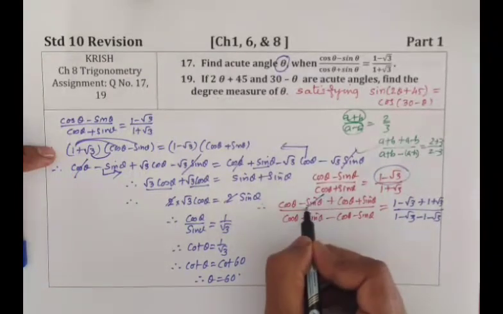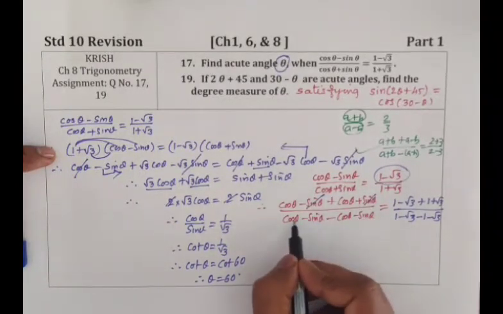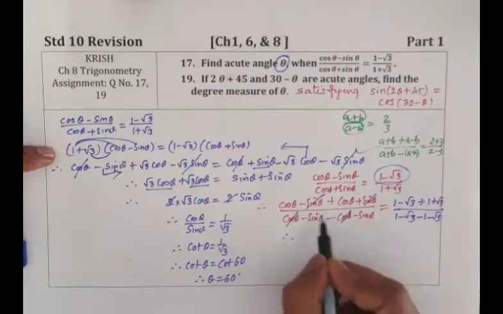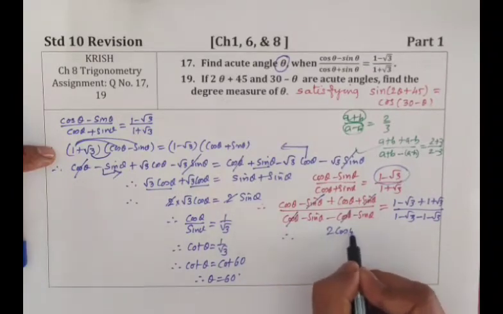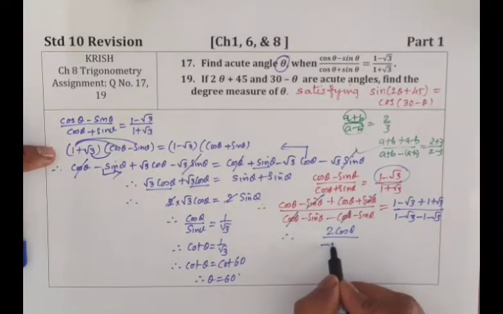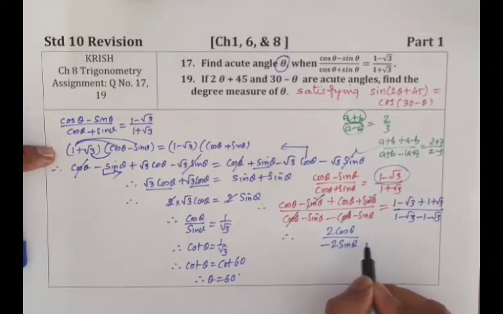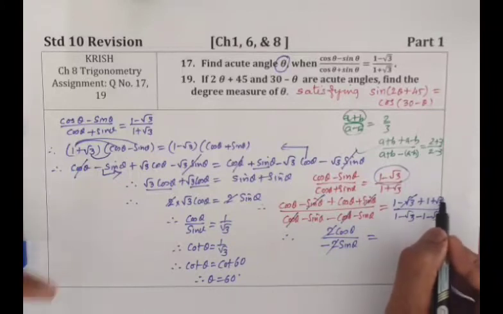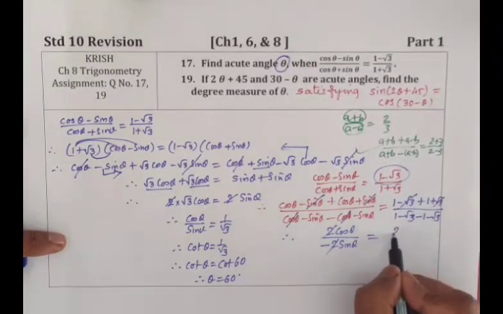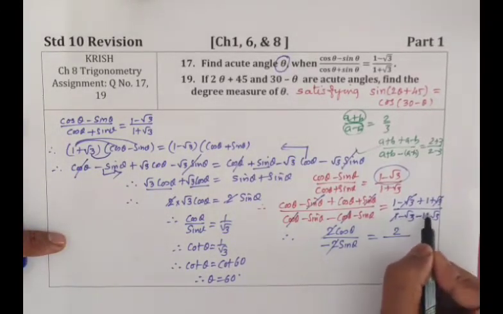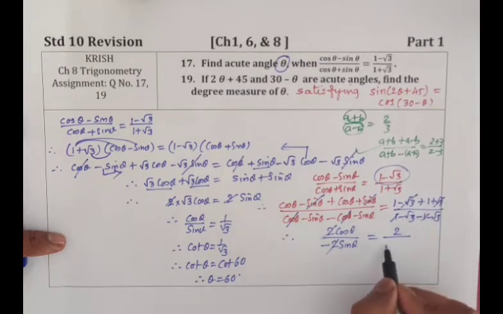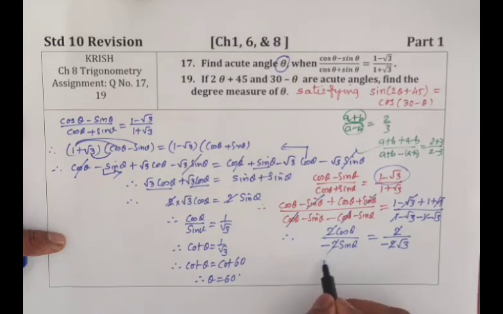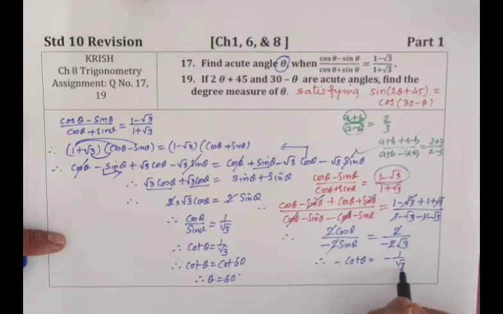What is cancelling? Minus sign, plus cos, minus sign. Cos plus cos, 2 cos theta. Minus sign, minus 2 sin theta. 2, 2 cancel, correct? That is equal to plus root, minus root 3, plus root 3. 1 plus 1, 2. Plus 1, minus 1. Minus root 3 is minus 2 root 3. 2, 2 cancel. So minus cot theta is equal to minus 1 upon root 3.